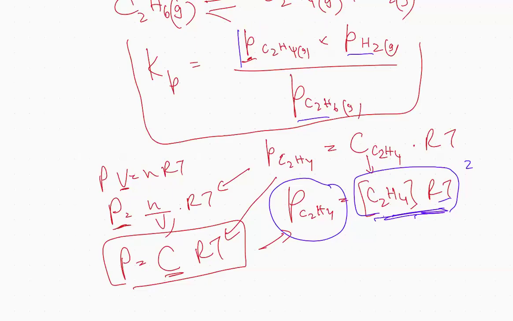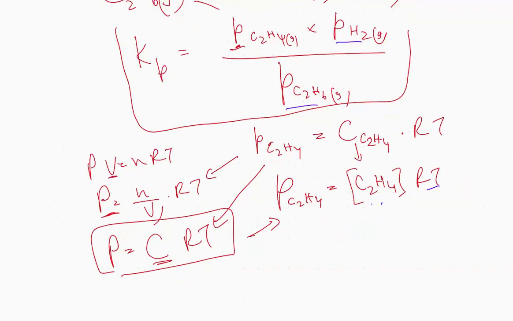Now I'm going to write this Kp. Let us see. I can write the same thing here. Kp equals concentration of C2H4 times RT, multiplied by, again the same thing, concentration of hydrogen and RT, and divided by concentration of C2H6 and RT.